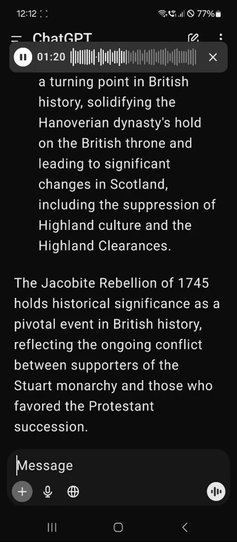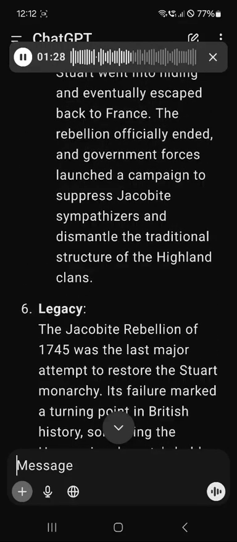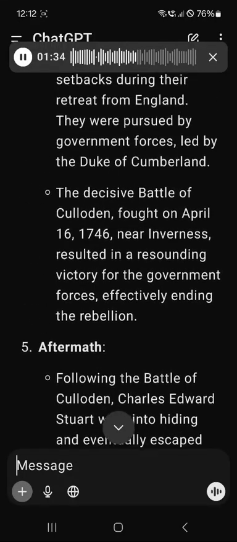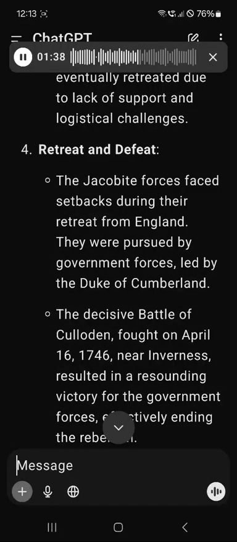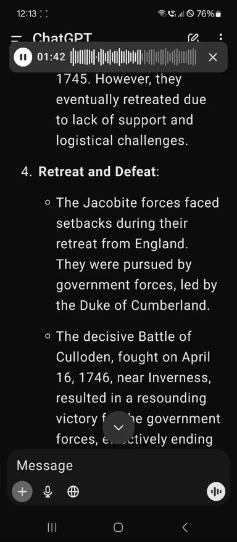The opponents were the Jacobite forces, led by Charles Edward Stuart, and the government forces loyal to the British Crown. The Jacobites emerged as the winners of the battle, achieving a decisive victory over the government forces. They advanced southward into England, reaching as far as Derby in December 1745. However, they eventually retreated due to lack of support and logistical challenges.